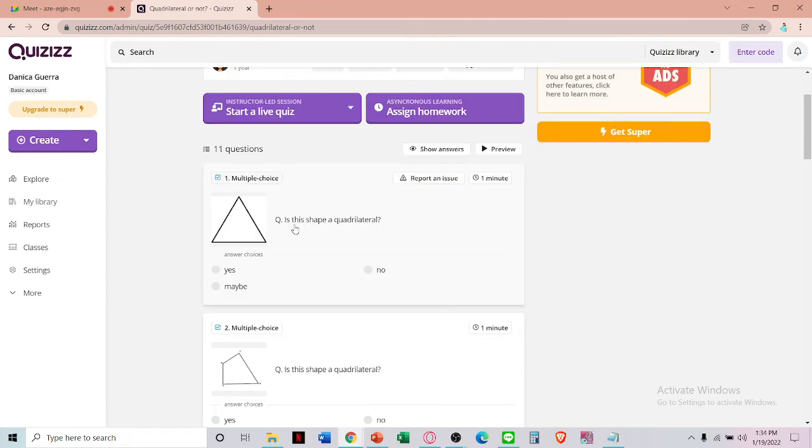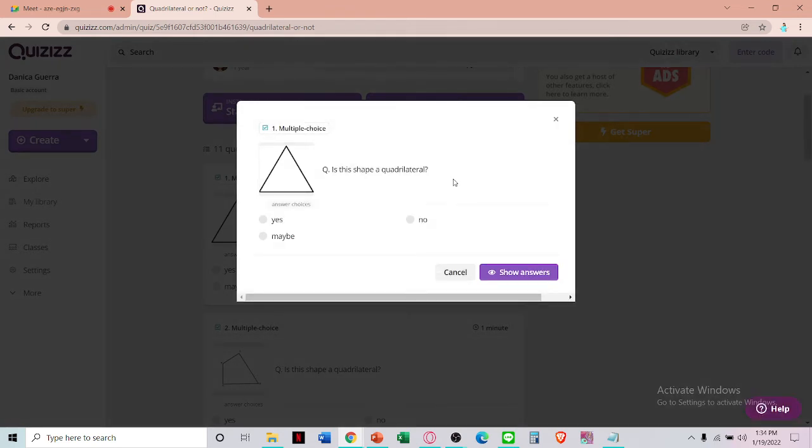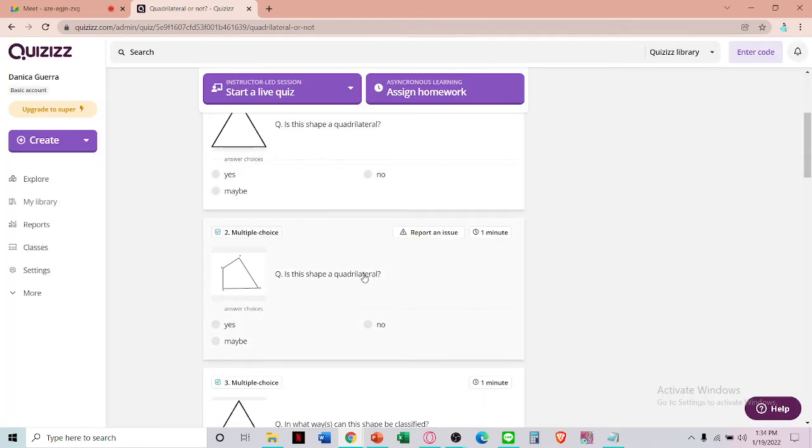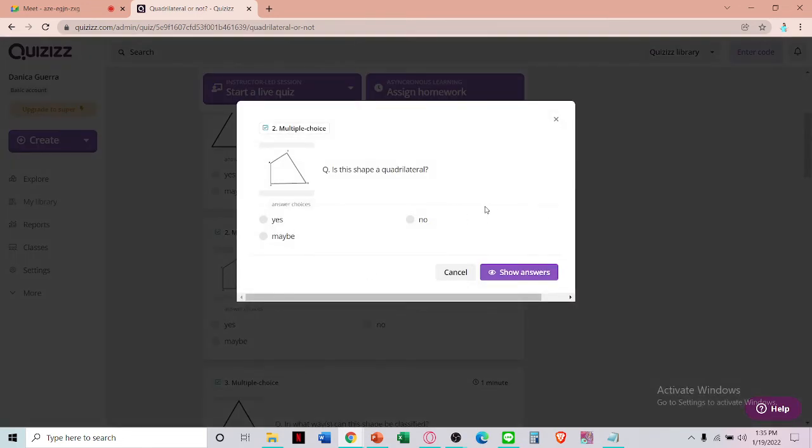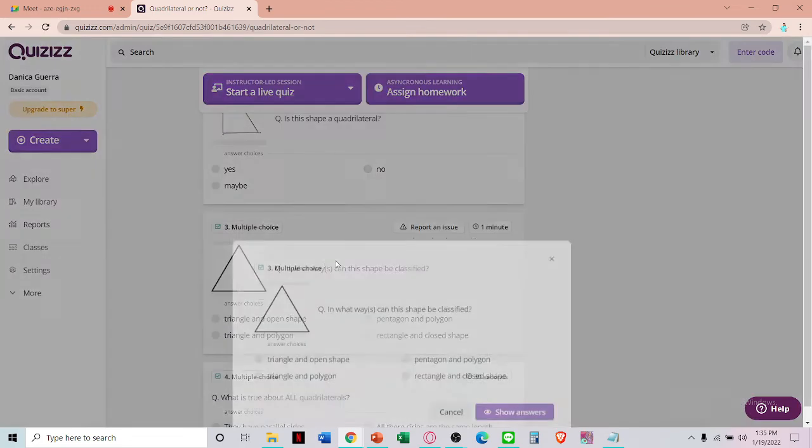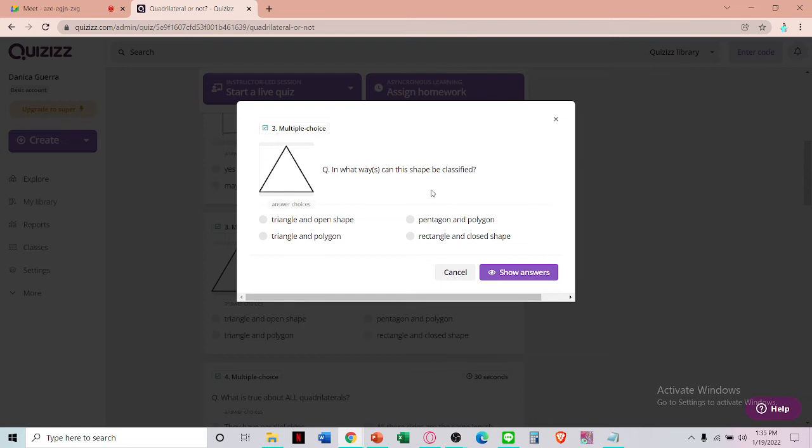Is this shape a quadrilateral? Yes, no, or maybe? No, it's a triangle. Is this shape a quadrilateral? Yes. Correct. Number 3. In what ways can this shape be classified? Is it a triangle but open shape? Is it a pentagon and polygon? Triangle and polygon? Rectangle and closed shape? Triangle and polygon. When you say polygon, it is closed, right? Closed shape.